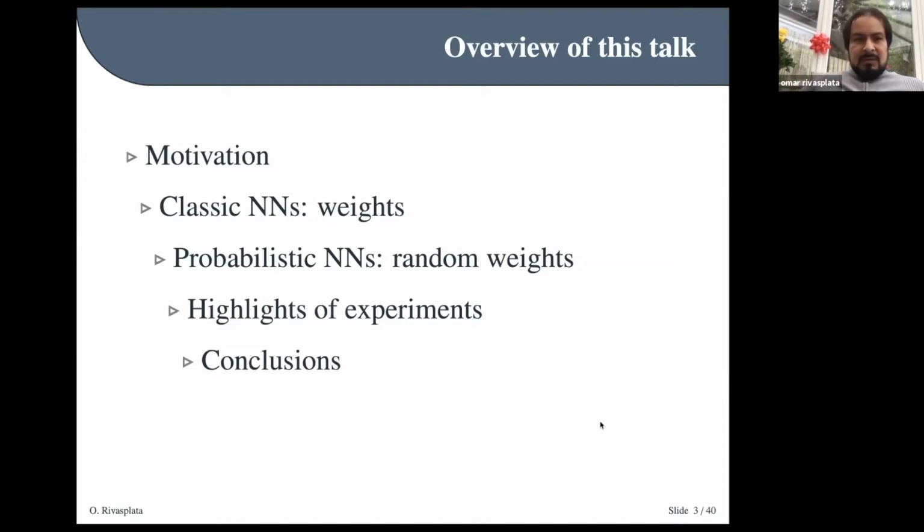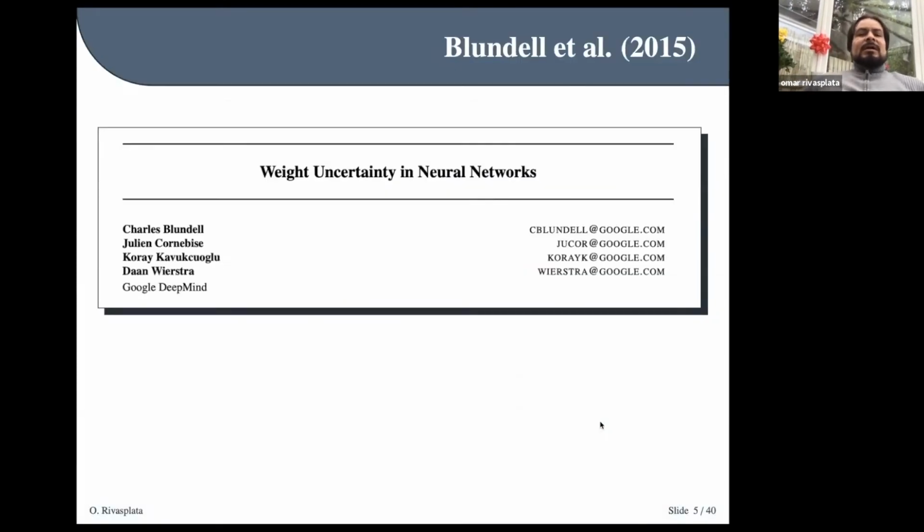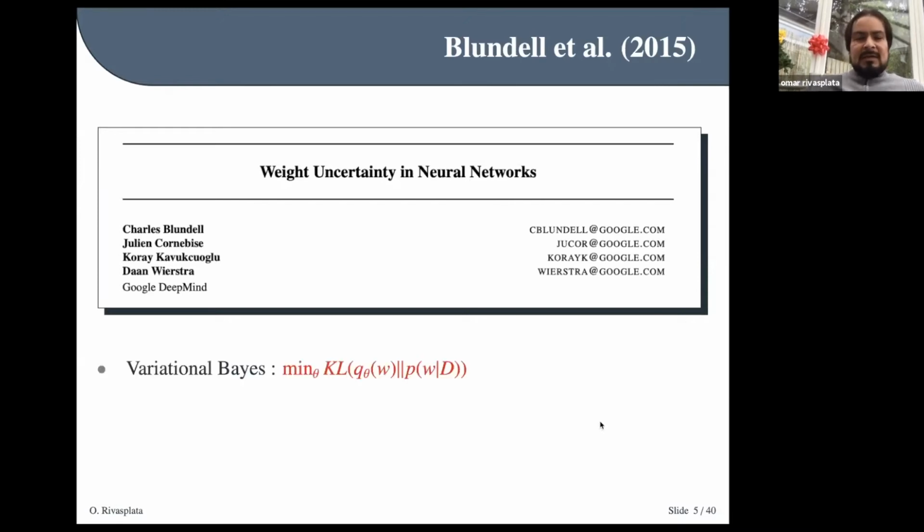All right, moving on. So what motivated this project? First of all, I want to mention the paper "Weight Uncertainty in Neural Networks". This paper experimented with the approach of learning a probability distribution over network weights. So they learned what we're calling here a probabilistic neural network. The training objective that they used was derived from a Bayesian learning approach. They looked at the variational Bayes approach. They parameterized a family of distributions, and then they aimed to find one of those distributions that minimizes the KL divergence to the Bayesian posterior.